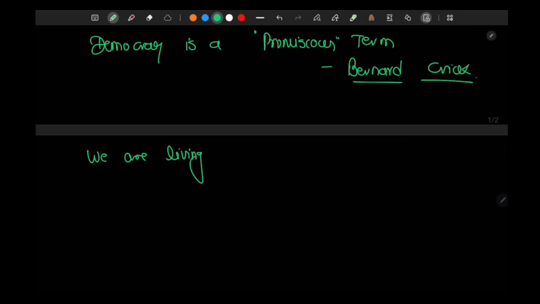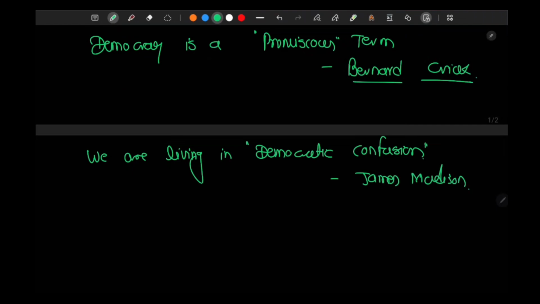There is one more term: we are living in democratic confusion. This is also a good keyword to write in the exam. This was given by James Madison. Why promiscuous term? Why democratic confusion? Because there is not one model with which we can say with certainty that it is democracy.